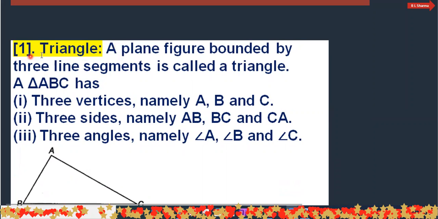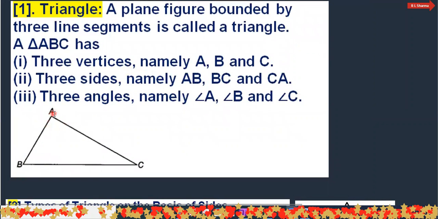So first of all, what is a triangle? A plane figure bounded by three line segments is called a triangle. Here there is a triangle ABC. A triangle has three vertices, A, B, and C. A triangle has three sides. In this triangle ABC, AB is a side, BC is a side, and the third, CA, is a side. And the triangle ABC has three angles: angle A, angle B, and angle C, which you know very well about.